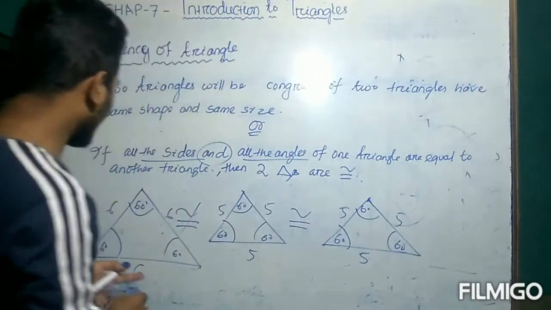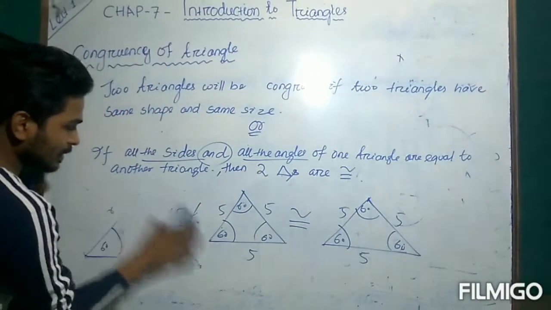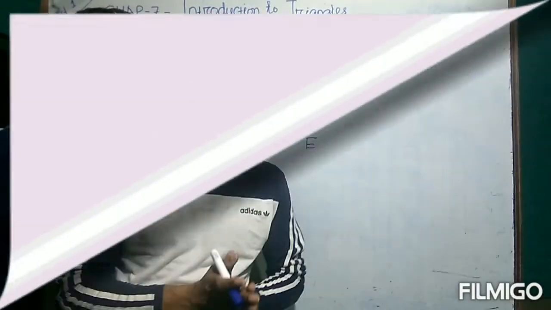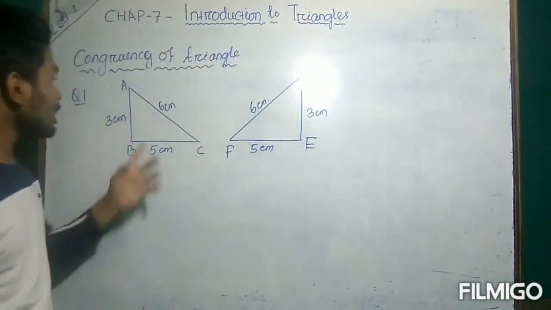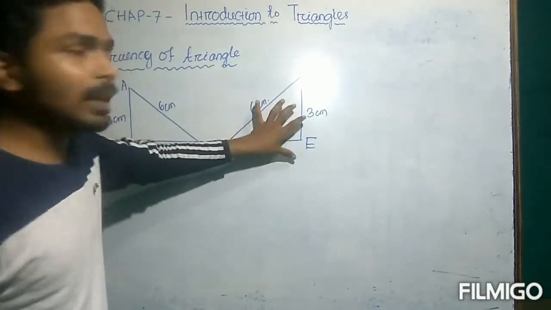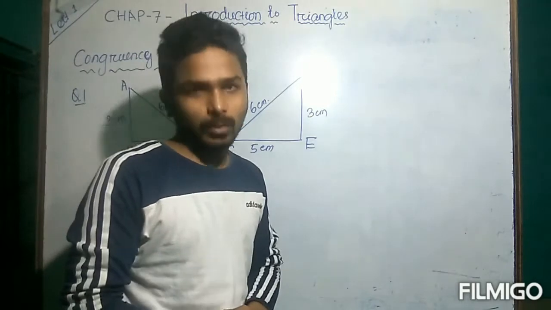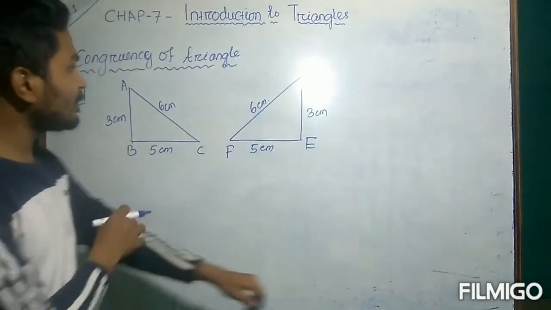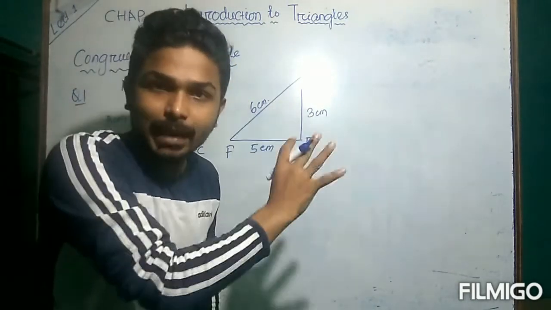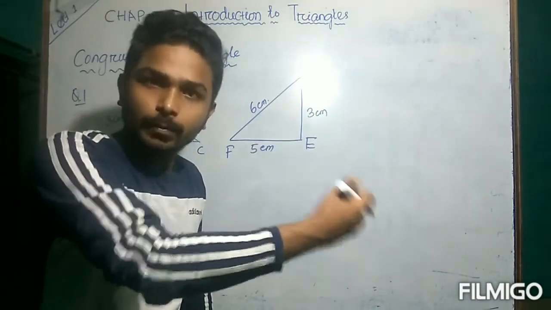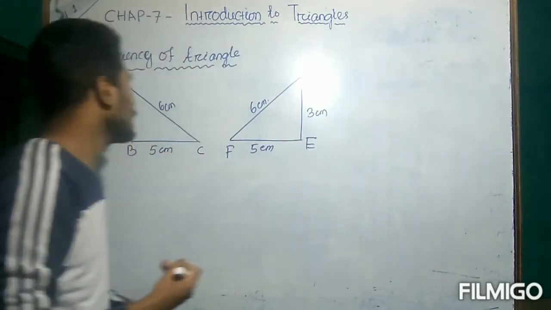Let us take some examples so that it is easy to understand. Let us take the first example. As you can see, there are two figures and we have to verify whether these two figures are congruent or not. In order to prove it, first we have to show whether they have the same shape or not. Then we have to prove whether they have the same size or not.